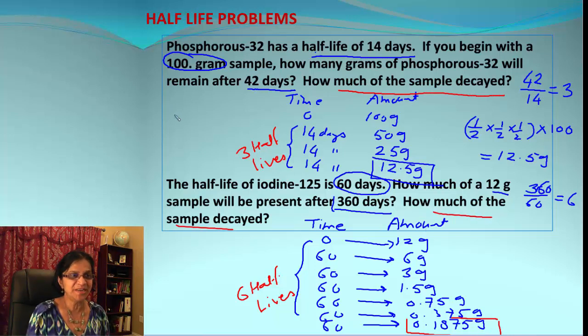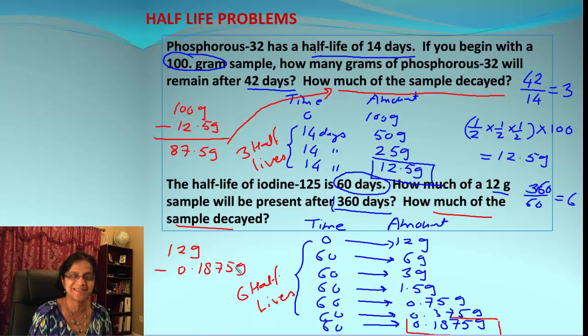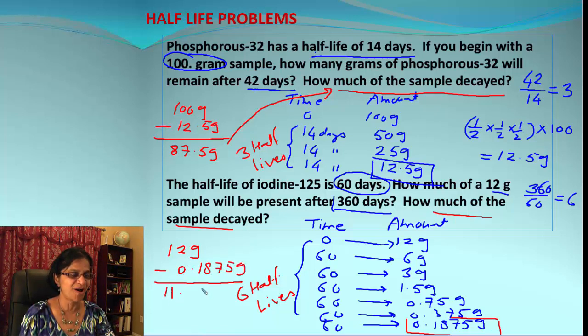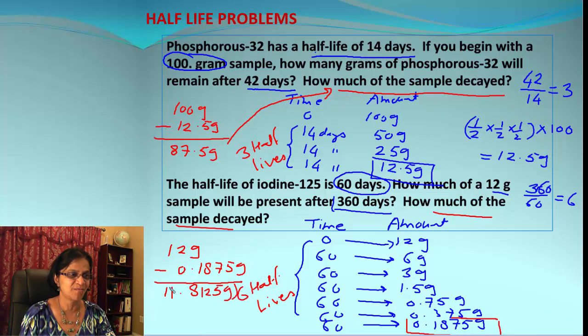In both problems, we also need to find out how much of the sample actually decayed. That will be simple. We take the original amount, which is 100 grams here, and subtract how much remained, which was 12.5 in the first example. The answer is 87.5 grams decayed. For the second problem, it will be 12 grams, and from that we subtract 0.1875 grams. That gives us the final answer, 11.8125 grams as the amount which actually decayed.